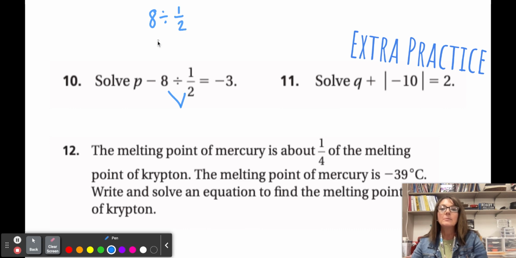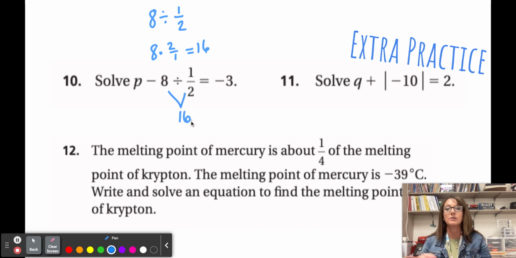By half is going to be the same as 8 times the reciprocal of a half, or 8 times 2, right? How many halves are in 8? Well, there's 2 halves in 1, so that makes sense that there would be 16 halves in 8. So 8 divided by half is 16. When you're dividing by a fraction, the number actually gets bigger instead of smaller.